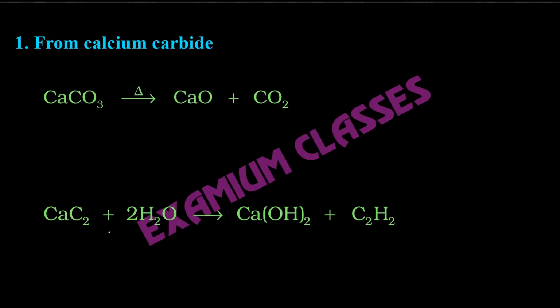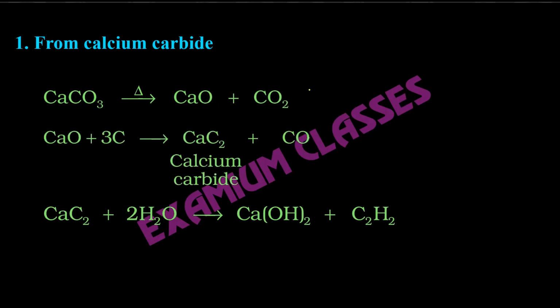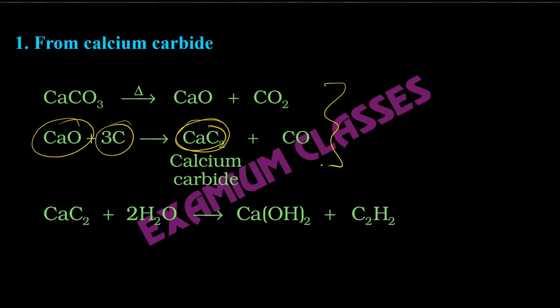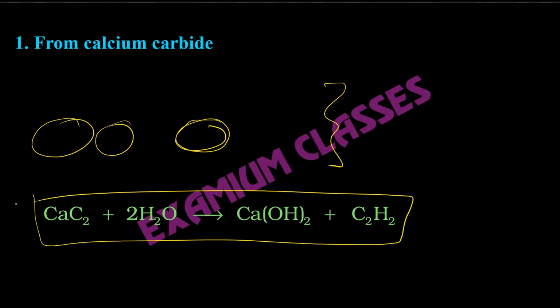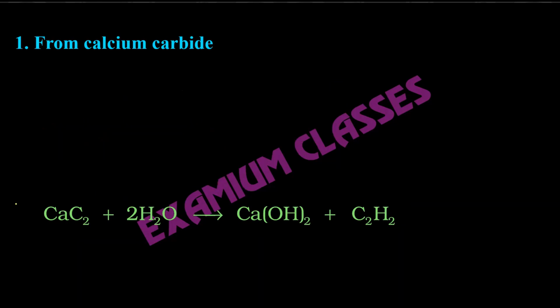So first we get calcium carbonate heated, we get quicklime and carbon dioxide. This quicklime is treated with carbon to get calcium carbide. So these first 2 reactions are actually just the supporting reactions. Main reaction is this one only. So from calcium carbide, it is CaC2 plus water, you get slaked lime, calcium hydroxide, and ethyne, C2H2. Just memorize this reaction. This is the main reaction.